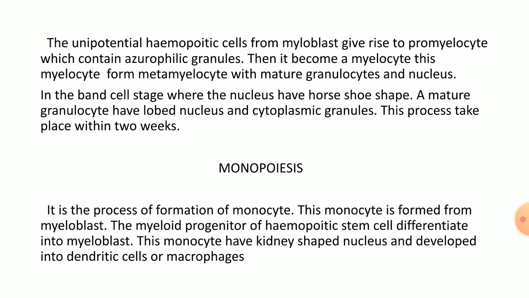Then monopoiesis. This is the process of formation of monocytes. The typical process of hemopoiesis consists of differentiation of multipotential hemopoietic stem cells into either the common myeloid or lymphoid progenitor. This myeloid progenitor can differentiate into myeloblasts. The myeloblast leads to the formation of granulocytes such as basophils, eosinophils, neutrophils, and monocytes, that is macrophages and dendritic cells. The monocyte has a kidney-shaped nucleus and can develop into dendritic cells or macrophages.